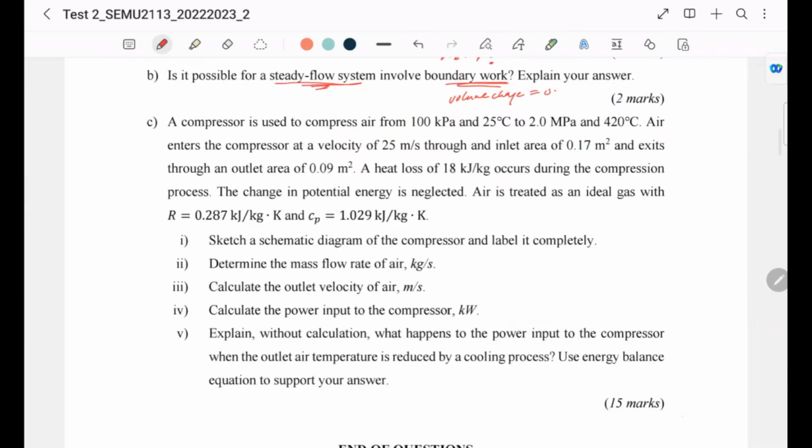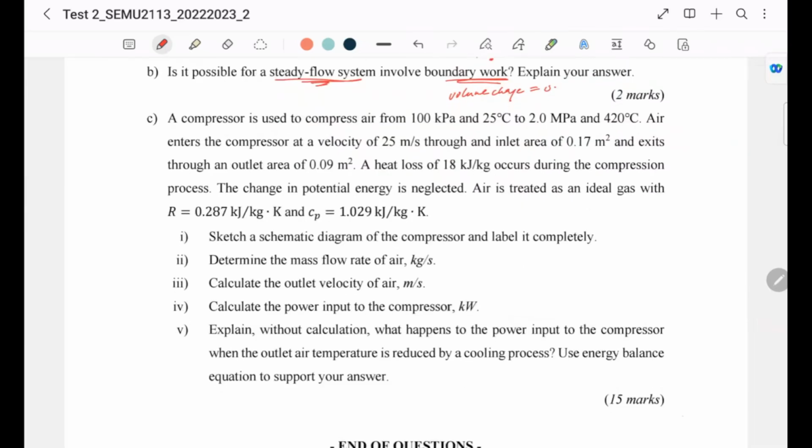And then the last part here. This here is a compressor, therefore operating at steady state. This question is about an ideal gas. It's a compressor, which means there's a work exchange, there's work into the compressor. It's used to compress air from 100 kilopascal, 25 degrees Celsius, to 2 megapascal, 420 degrees Celsius.